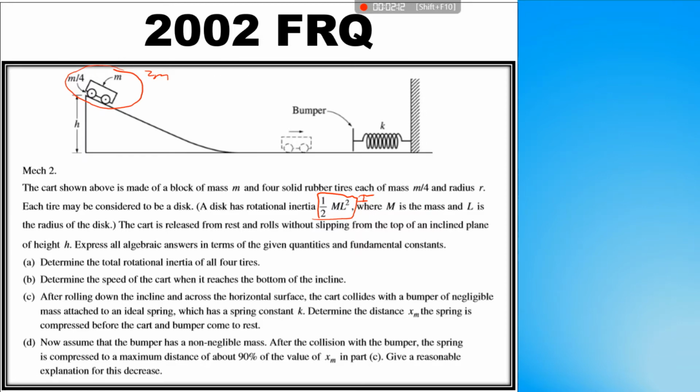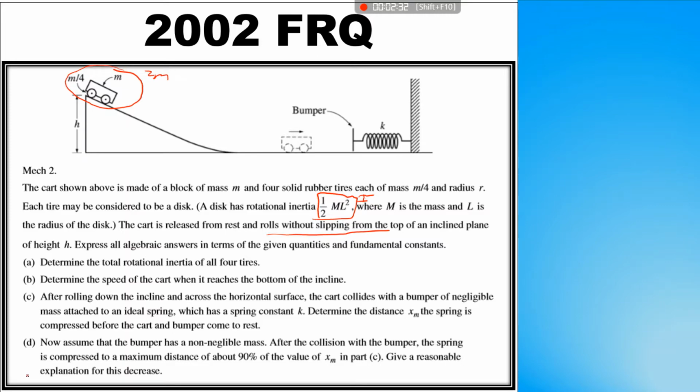And the cart is released from rest, rolls without slipping from the top of the inclined plane of height h, and I want to express all answers in terms of the given quantities and fundamental constants. Okay, first one, determine the rotational inertia of all of the tires.